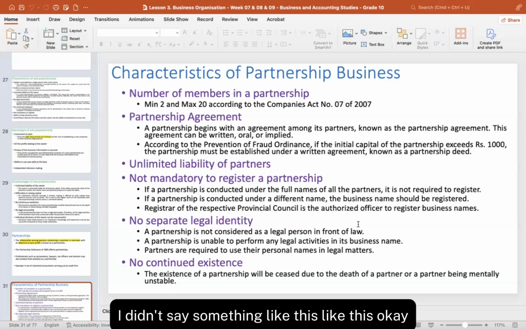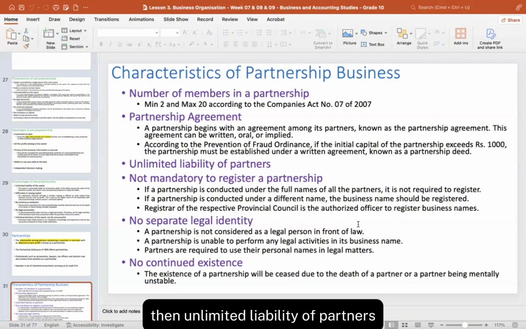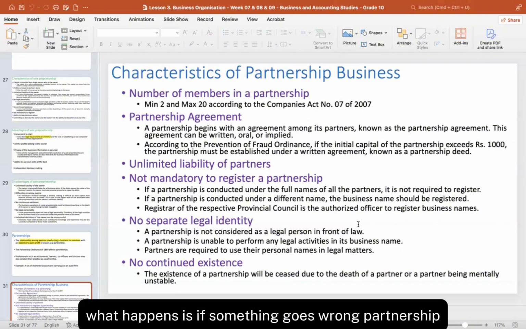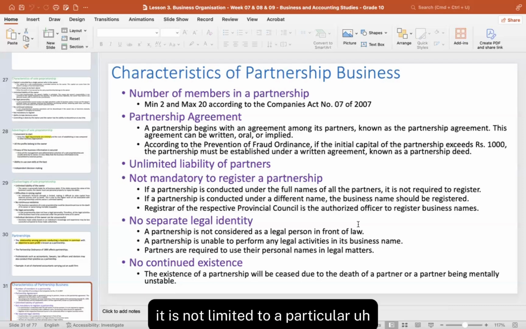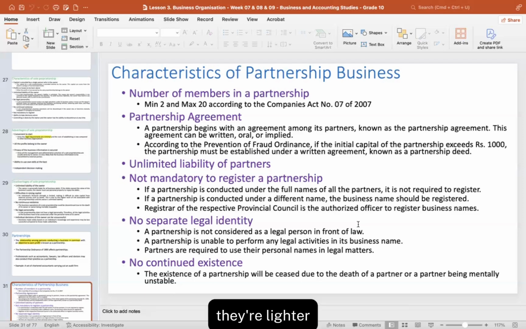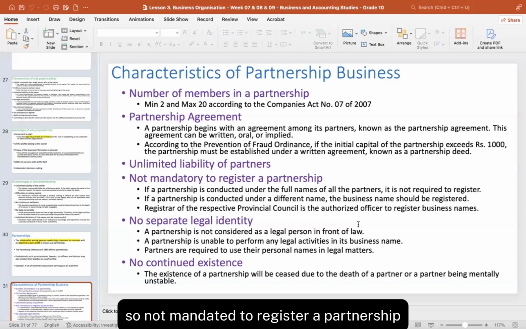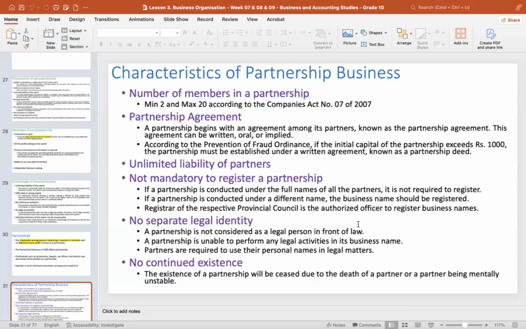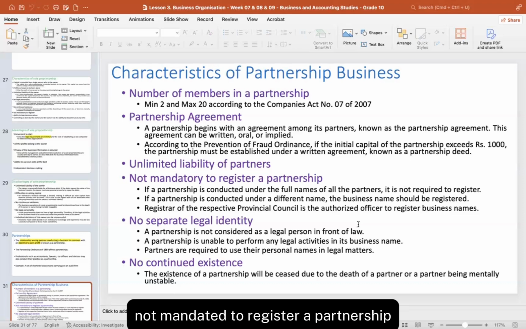Likewise, okay. Then unlimited liability of partners. In a partnership also, what happens is if something goes wrong, it is not limited to a particular partner's capital, but rather partners should pay everything. Okay, they are liable. Also, it is not mandatory to register a partnership. Not mandatory to register a partnership.